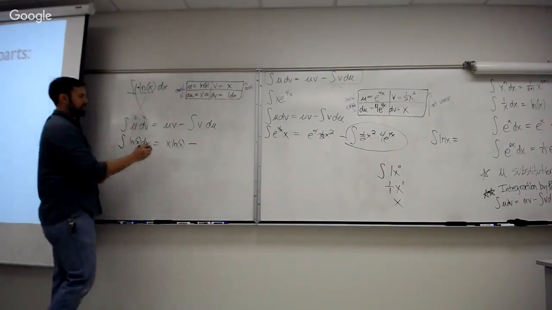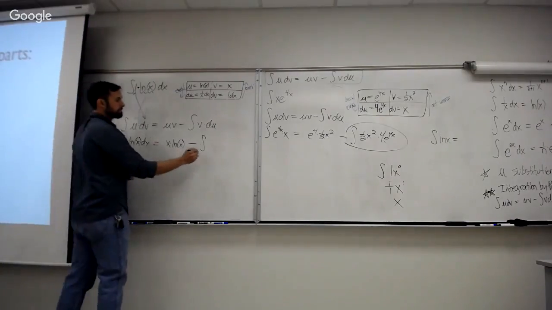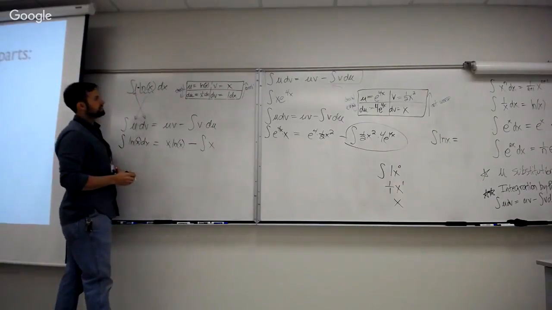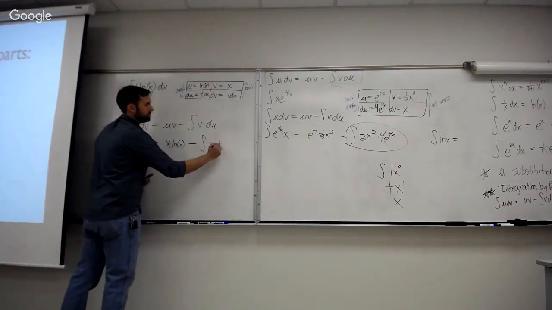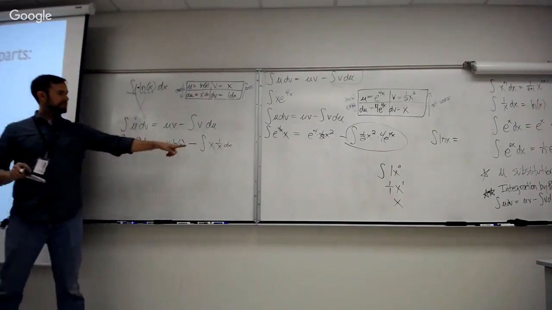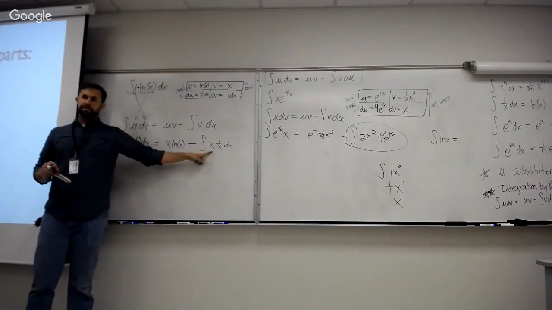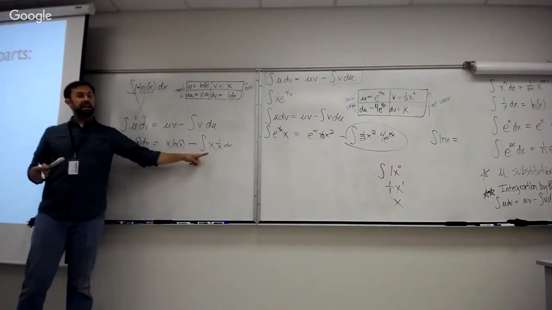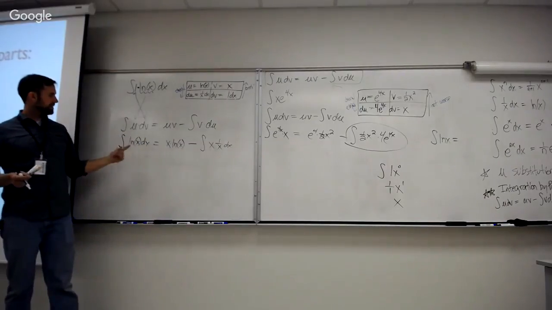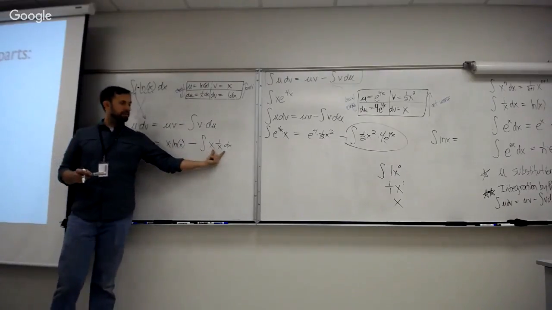Minus the integral of v. What's our v? Simply x. And what's our du? Ooh, 1 over x dx. Now, is this integral easier than the one we started with? Because that should always be the case. If we do integration by parts correctly, the integral you start with is slightly harder. The integral you're ending with is easier.